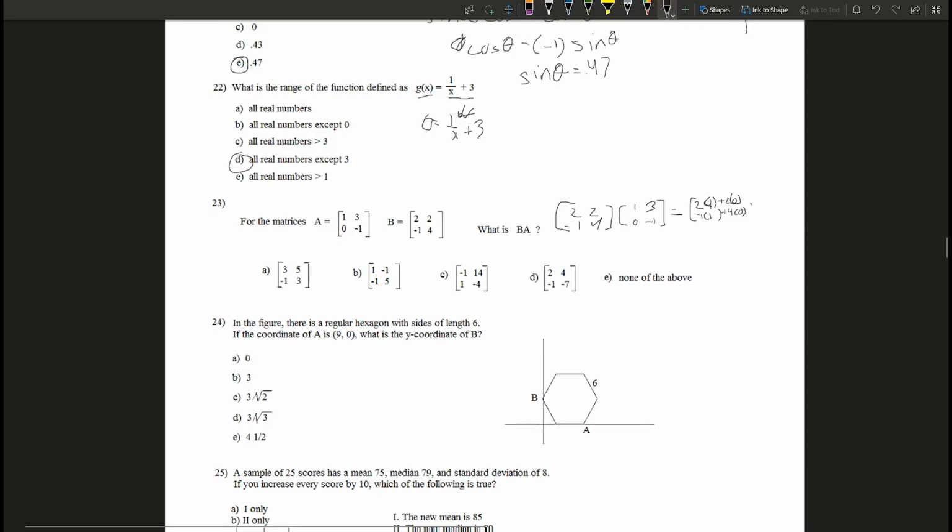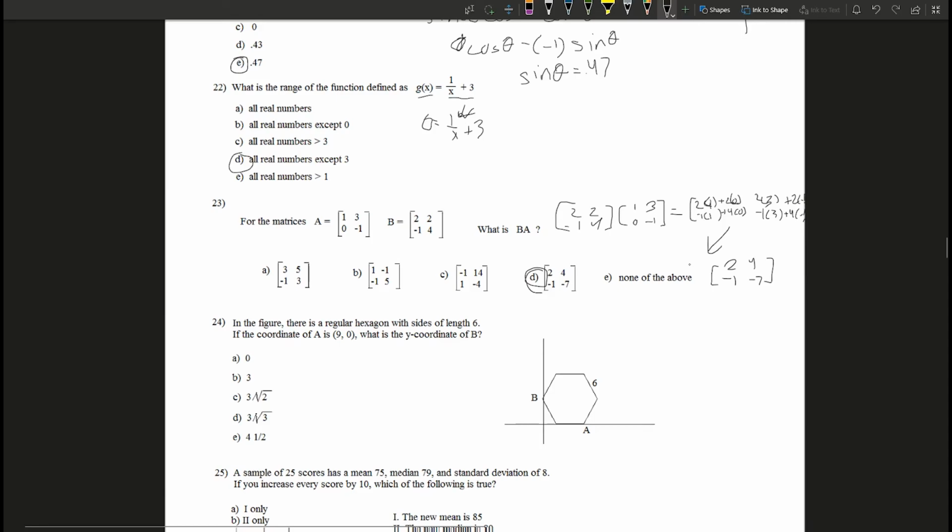We're going to be having 2 times 3 plus 2 times -1 for the B term of the matrix. And then -1 times 3 plus 4 times -1. Sorry, the work went a little bit off the page, but you get the idea. And then doing these operations on this matrix is going to give us 2, 4, -1, -7. And that's our answer, letter D right here.